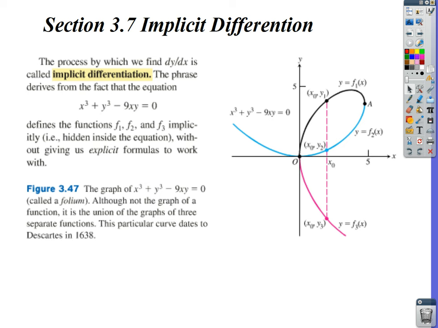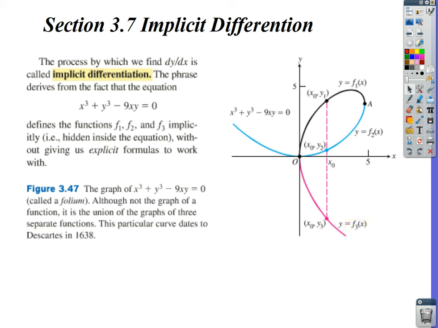Because it's a y cubed, I have three distinct functions. And remember what a function is: it passes the vertical line test. If you can see here, I have three separate solutions, or three separate answers for an x. That's not a function. That's why it's called an implicitly defined function, because I have one function here, two functions here, and my third function here.